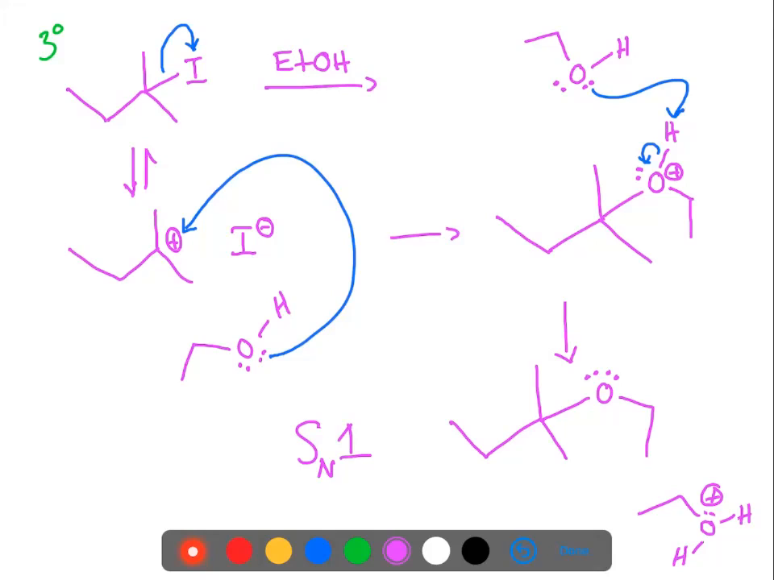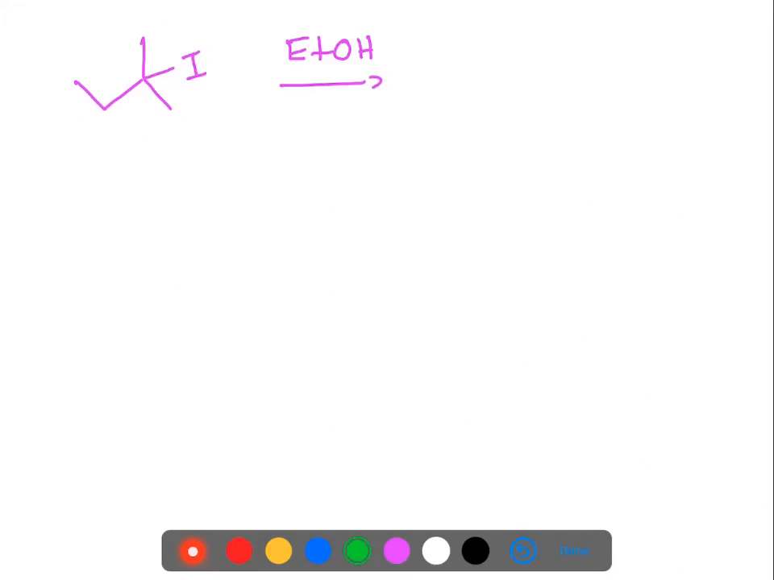Now, if we were to carry out this same reaction at elevated temperatures, we would observe the E1 product, which is the formation of an alkene. So we'll show that on the next slide. So again, with tertiary alkyl iodide, the first step in our mechanism is loss of a leaving group. That will generate our tertiary carbocation.